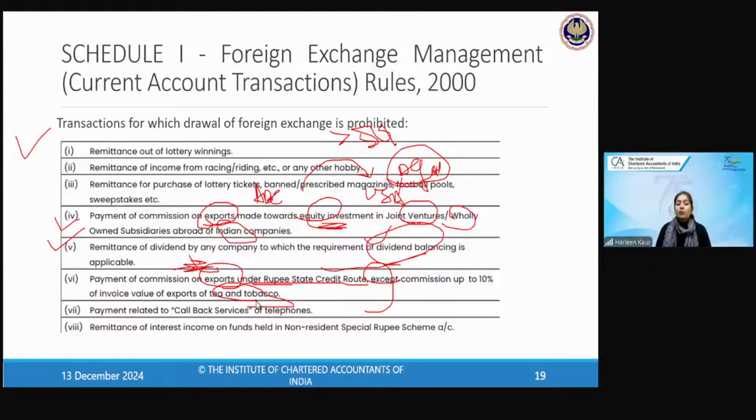And the last is remittance of interest income of funds held in the Non-Resident Special Rupee Scheme. Now there is a child, Mr. John, who has come from the US to study in India. It is very rare that people come to study in India. Generally, our children go outside India to study. So Mr. John has come to stay in India, and during his studies he has kept his money in a Non-Resident Special Rupee Scheme account.